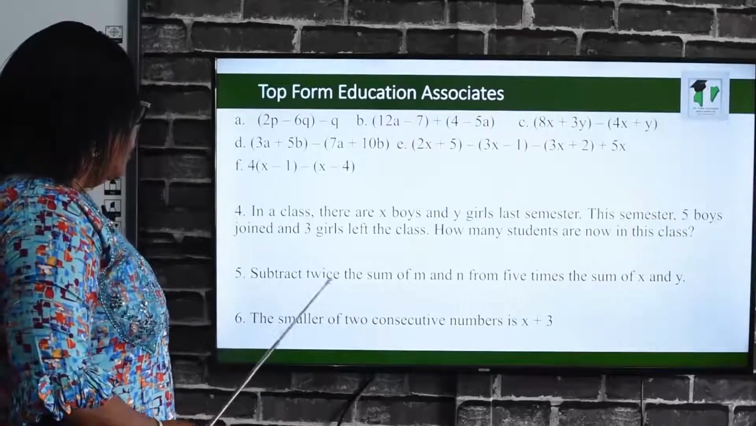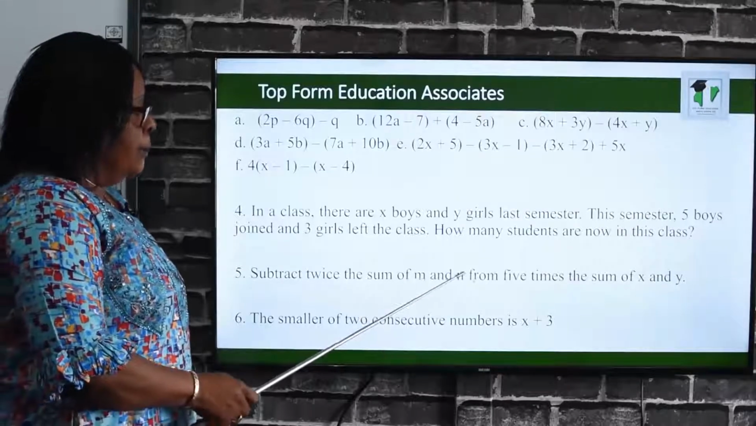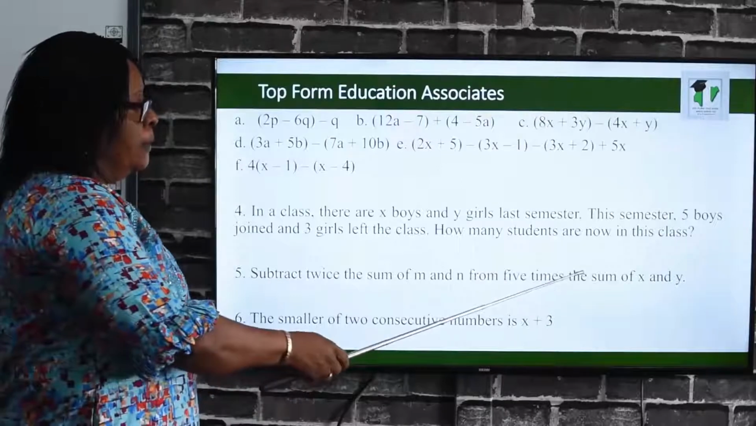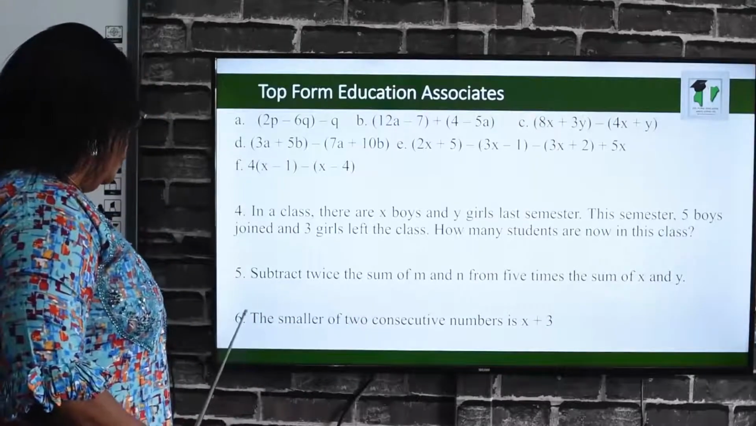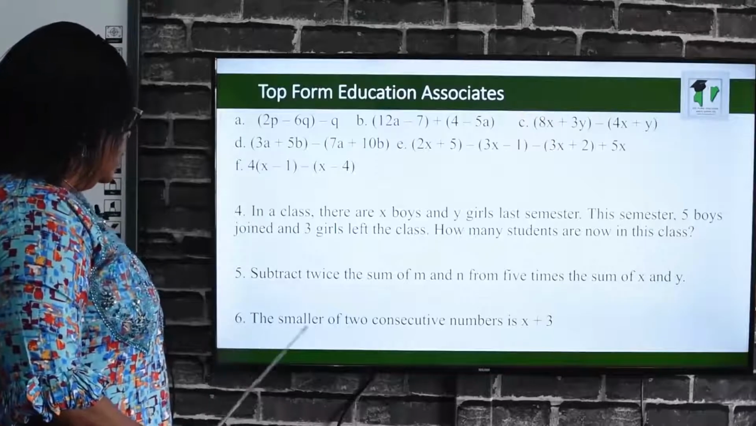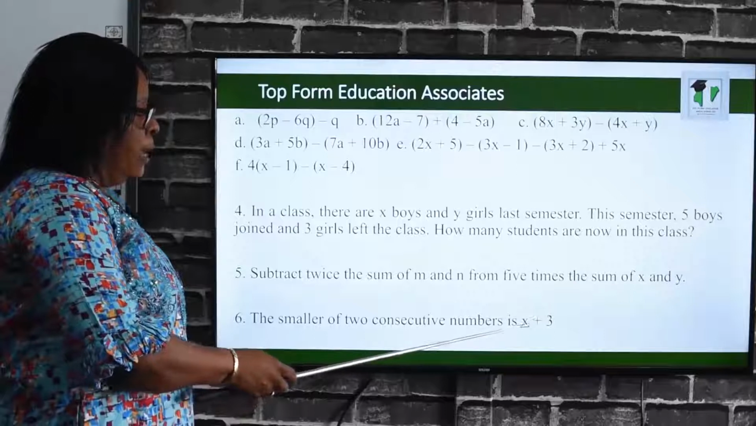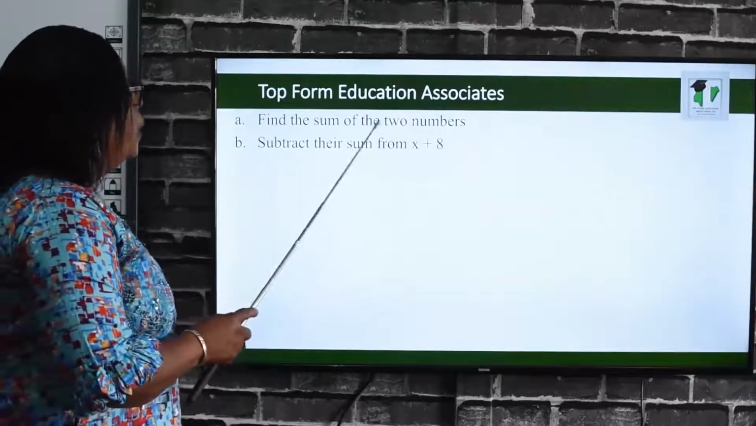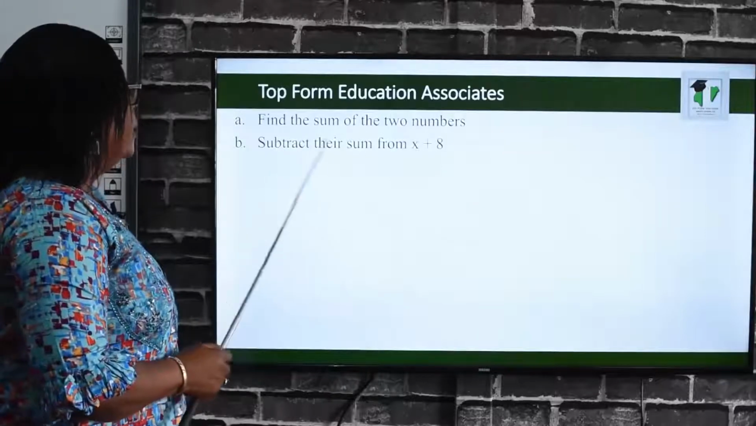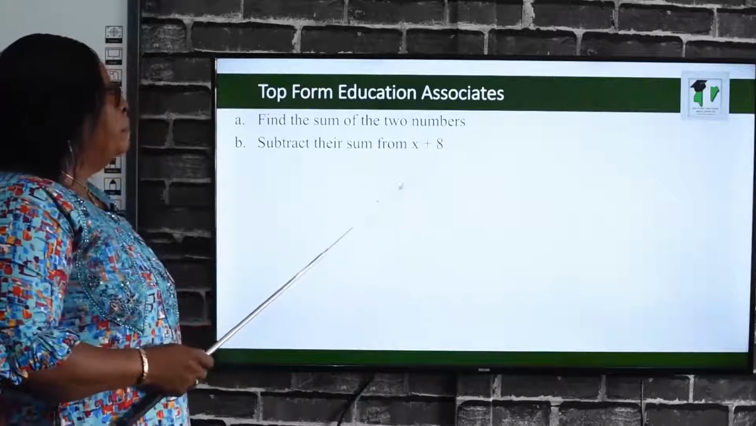Number 5. Subtract twice the sum of m and n from 5 times the sum of x and y. Question number 6. The smaller of 2 consecutive numbers is x plus 3. Find the sum of the 2 numbers. Subtract their sum from x plus 8.